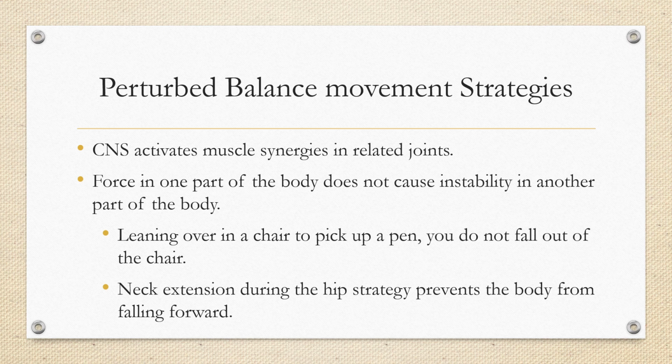Our body does a great job of compensating when it needs to. And it does this by regulating the central nervous system and activating muscle synergies in related joints, so force of one body part does not cause an instability in another. If you think about sitting in a chair and leaning over to pick up something on the floor, you don't fall out of the chair, right? Because you have different mechanisms in play to help stabilize. And same thing, if you're going into that hip strategy posture, like leaning forward from the hips, your body's going to react by extending the neck just to look and see where things are going and what they need to do next. That's the body's defense system.